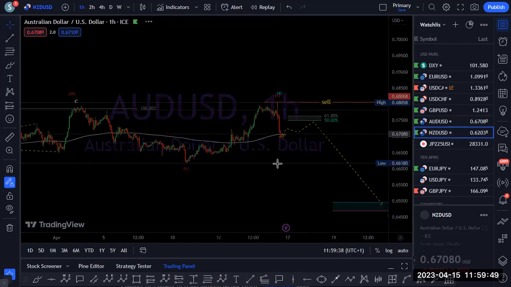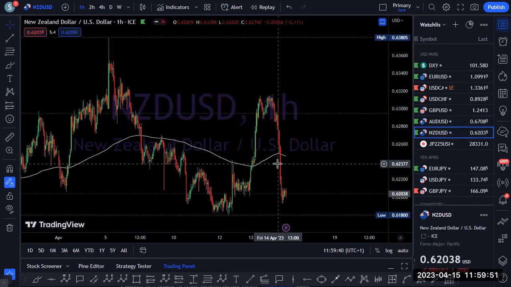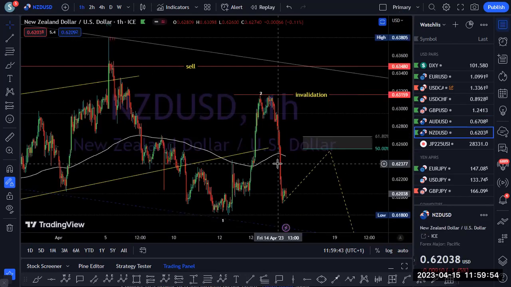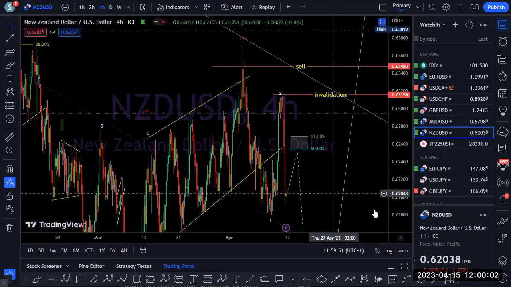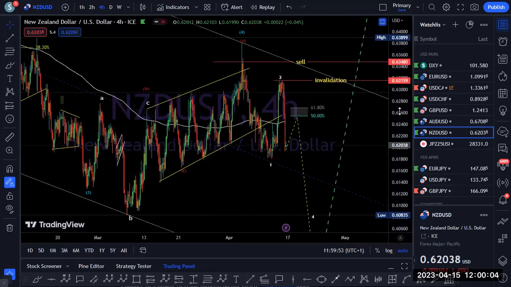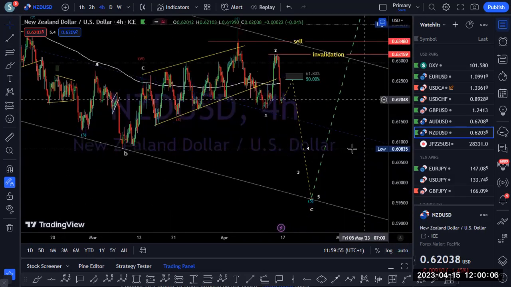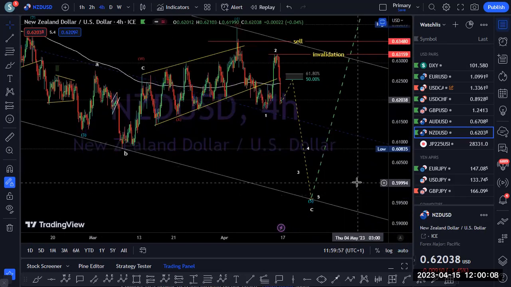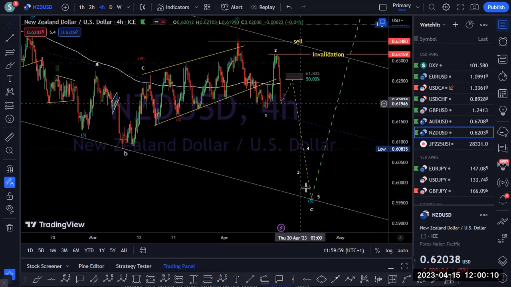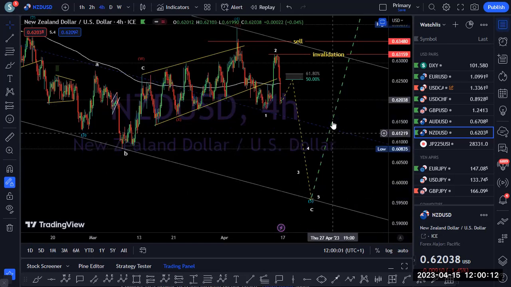New Zealand USD. New Zealand USD and the AUD USD, I'm looking for sell on both of them, and I'm looking for a new low on both of them. So on this one, I'm looking for maybe 0.6 or below before I will look for buy.